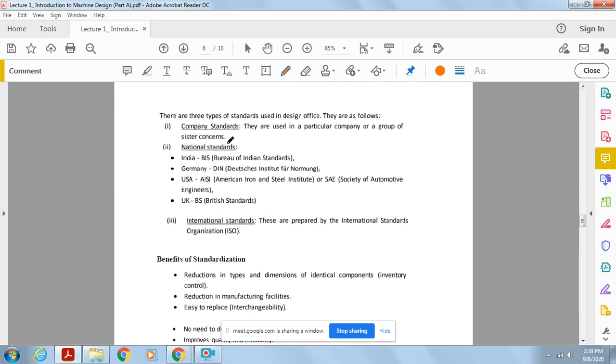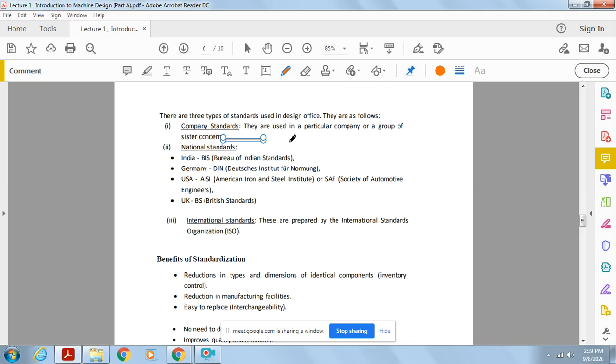Here you see there are three types of standard used in a design office. The first is the company standard. These are used in a particular company or a group of sister concerns, like a big giant company such as Tata Sons or Reliance. Every company has its own code of conduct. The protocols provided by Tata may not be the same as Reliance. Every company has its own method of standardization. That is called the company standard.